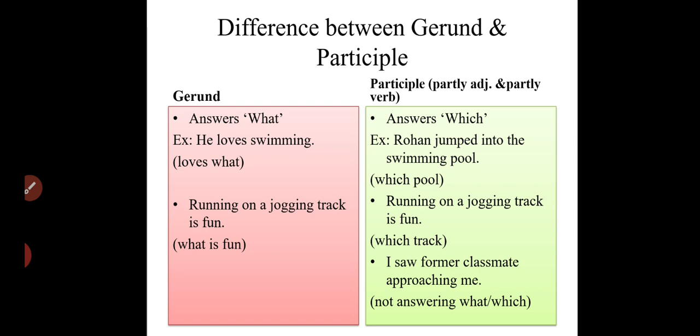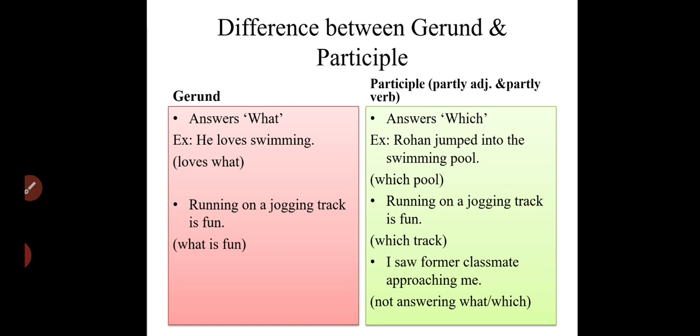So the first difference between gerund and present participle is that gerund usually acts as a noun and present participle acts as an adjective. So that's the first difference. If you want to know whether it's a gerund, you can convert that sentence into a question, and if it answers what, then it is a noun, it is a gerund, and if it answers which, it is an adjective, or you can say present participle.